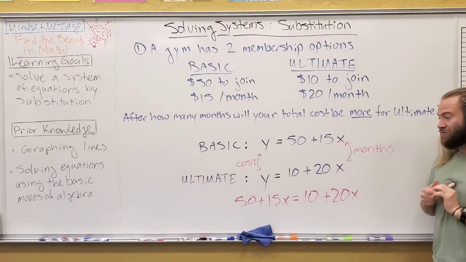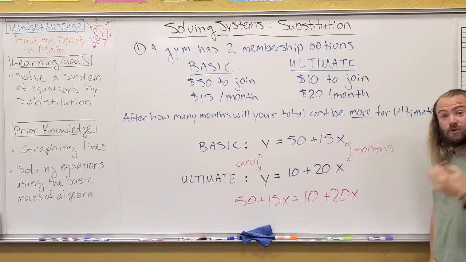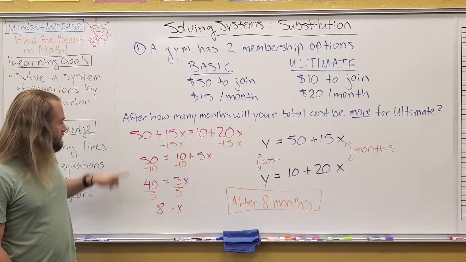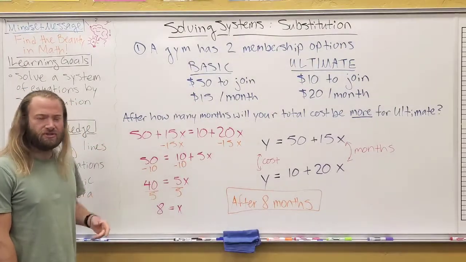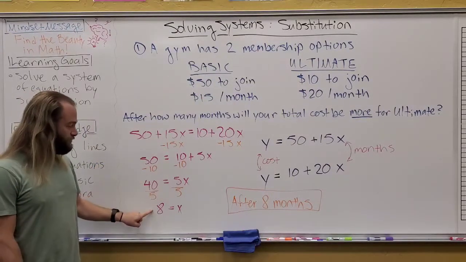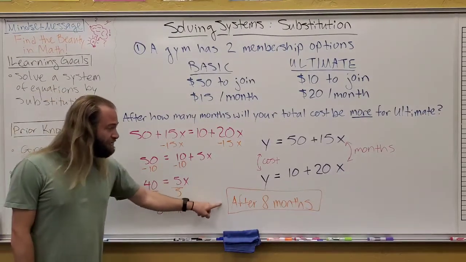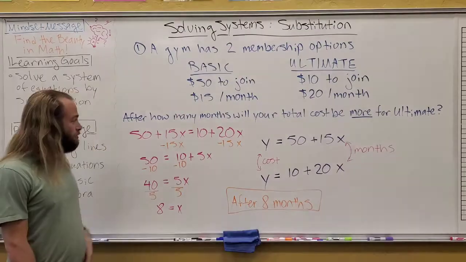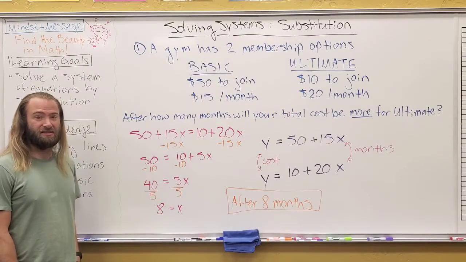And now I can just solve that equation using the basic moves of algebra and figure out x, which will tell us how many months need to go by for the cost to be the same. So I put this equation over here, and I just went through the basic moves. If you need a refresher or a reminder how to do it, you can look back. But in the end, when we solve this for x, we get x equals 8. And don't forget that stands for 8 months. So after 8 months, that's when the ultimate membership will become more expensive. But it's really powerful to have the tools of algebra available to us to solve problems like these.